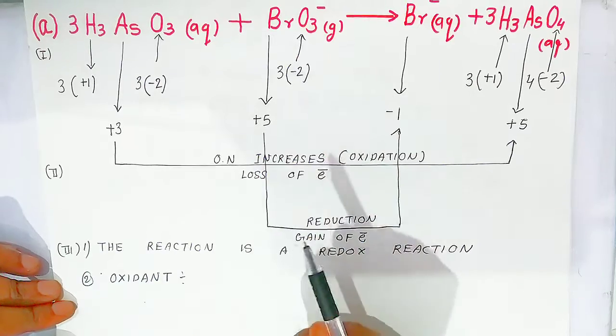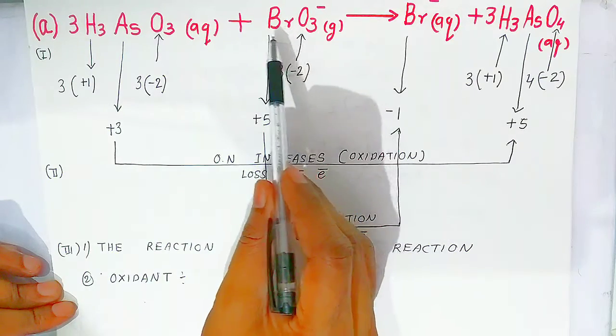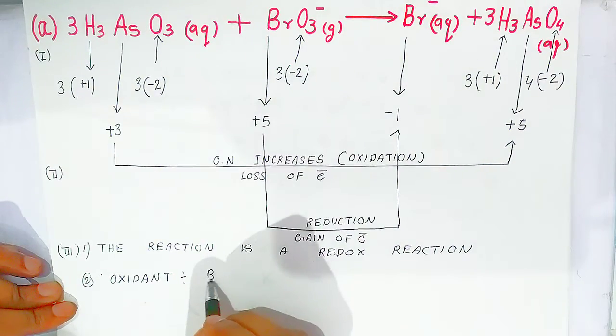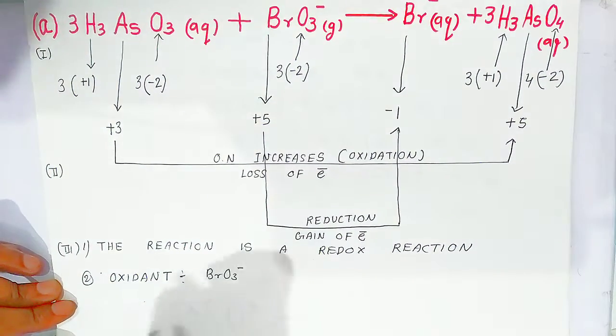In this reaction, which one is the oxidant? Because this molecule is going to be oxidized, this bromine trioxide will be the oxidant. Okay students, this will be the oxidant.